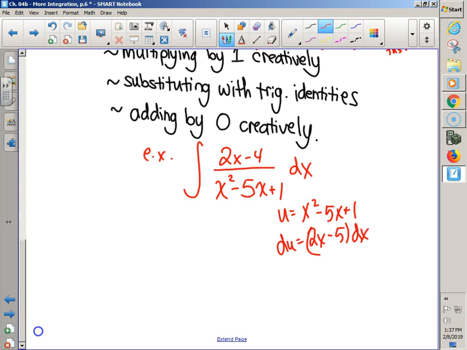Oh, right? If only. Adding by 0 creatively. If only. Nope, illegal. I can add by 0. What does it do?